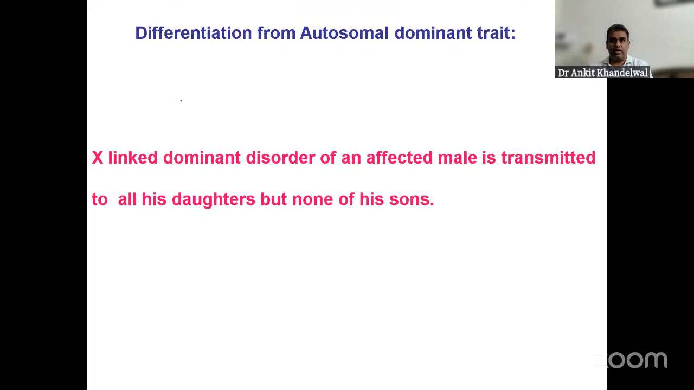How to differentiate X-linked dominant from autosomal dominant? In X-linked dominant, the disorder of an affected male is transmitted to all his daughters, but none of his sons. This we have already cleared.